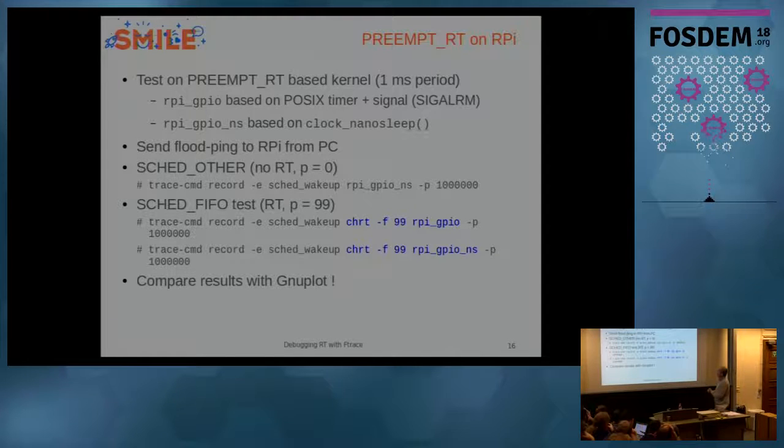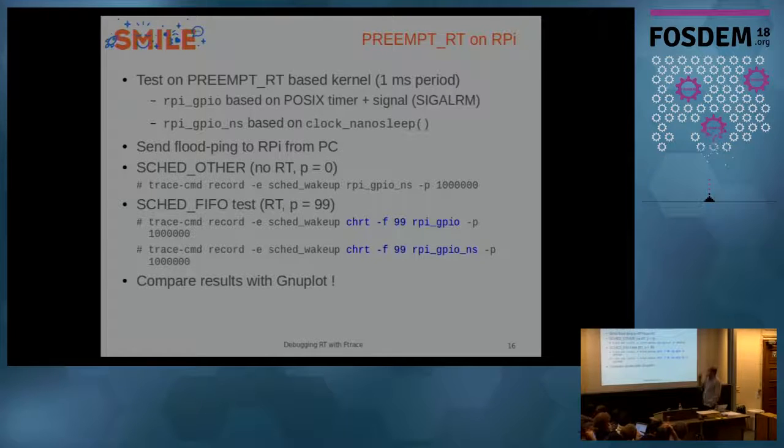I will test PREEMPT_RT on a Raspberry Pi, with a 1 millisecond period, with another program to generate activity on the GPIO. So there are two versions. The first one uses a POSIX timer and signals, SIGALRM signal, and the second one is based on nanosleep. So you can load the Raspberry Pi with flood ping or anything you want. And there are several ways to test it.